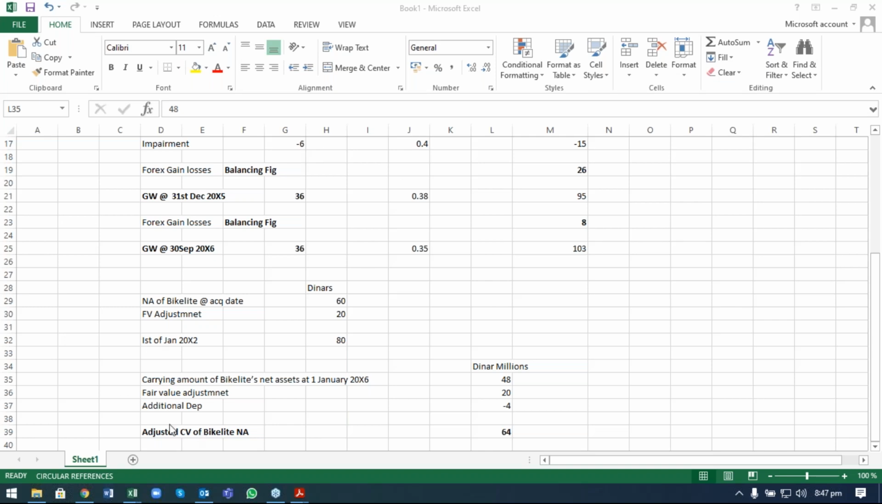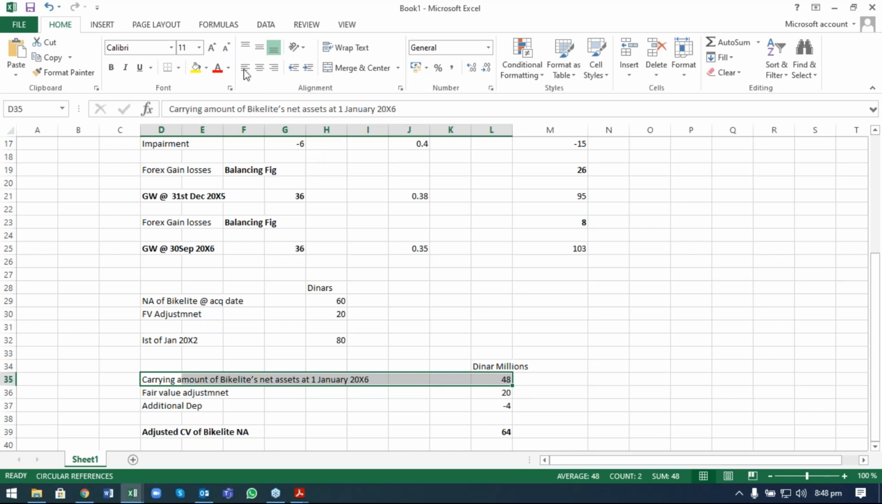Why not 4 years and 9 months? Because right now we are going to calculate the adjusted carrying amount of Bakelite net assets on 1st of January 2006. One more thing, someone has asked about consolidated profit and loss and consolidated retained earnings. They are surely different things. Consolidated profit and loss should be assigned to NCI and parent, while retained earnings are purely related to the parent. The NCI portion was excluded, so we should not account for it in the retained earnings question.